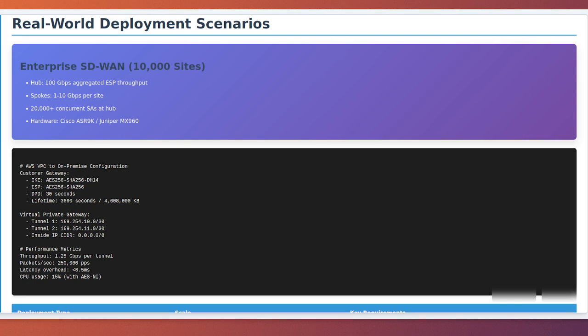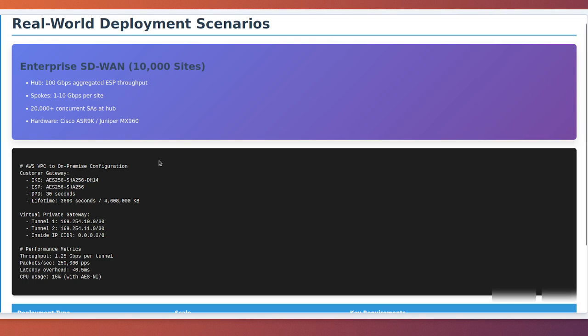In large enterprise SD-WAN deployments, ESP with AES-CTR secures the overlay tunnels connecting hundreds or thousands of branch offices. A typical deployment might have a hub-and-spoke topology with regional hubs processing tens of gigabits of encrypted traffic. The challenge here is managing thousands of security associations while maintaining line rate performance. These deployments often use dedicated crypto accelerators or smart NICs with inline IPsec processing.